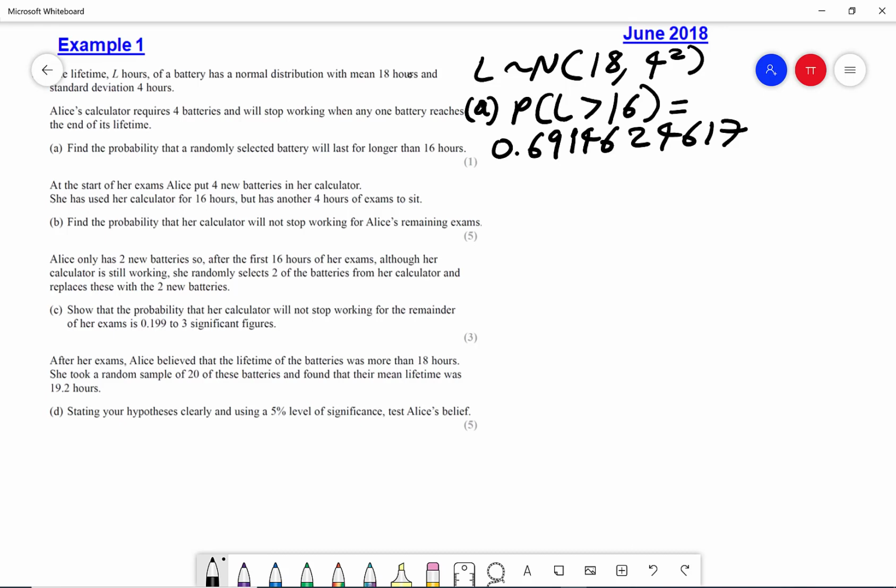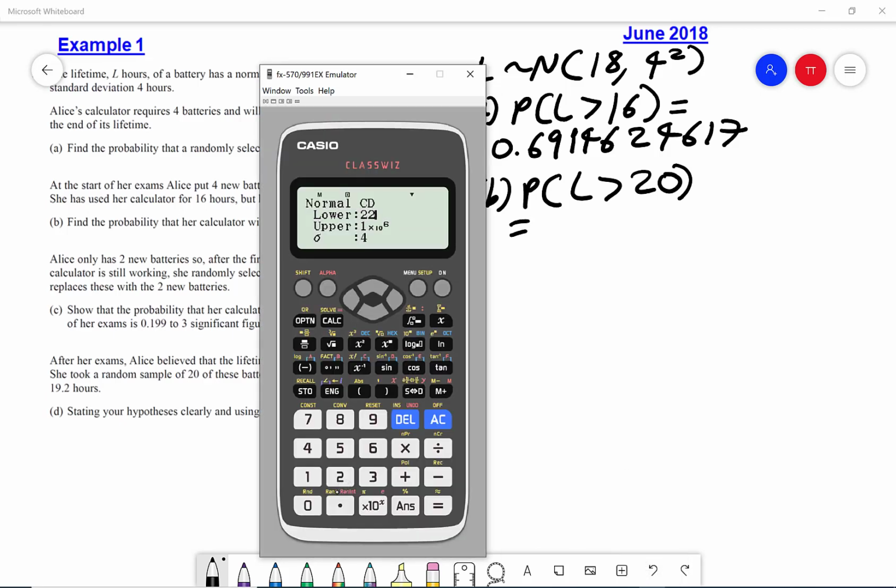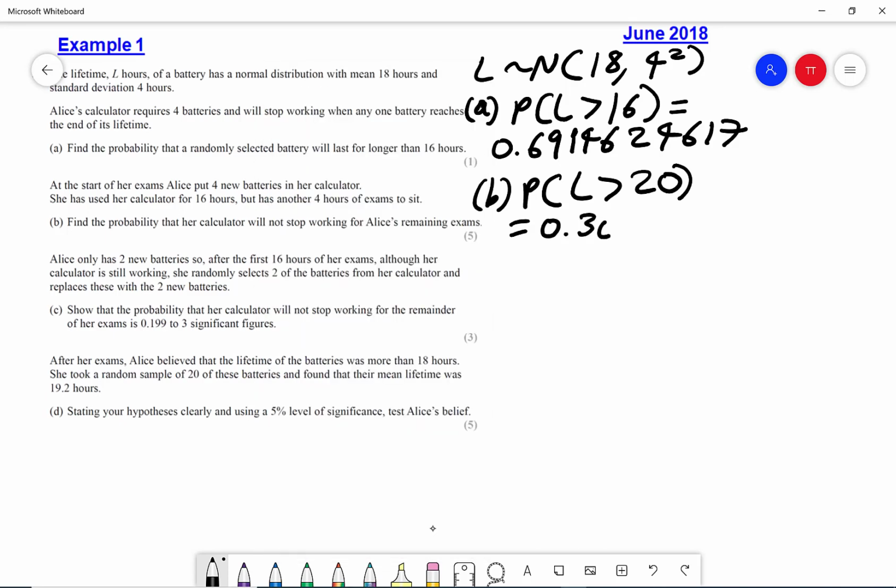So what we need to do is, we know that we want it to last for more than 4 more hours, so that means it's going to be 20 hours. So it's the probability that L is greater than 20. So we can get that from our calculator. So just change the lower limit to 20, and that will give me a value of 0.308 and so on. So I'm going to write the full value out: 0.3085375383.